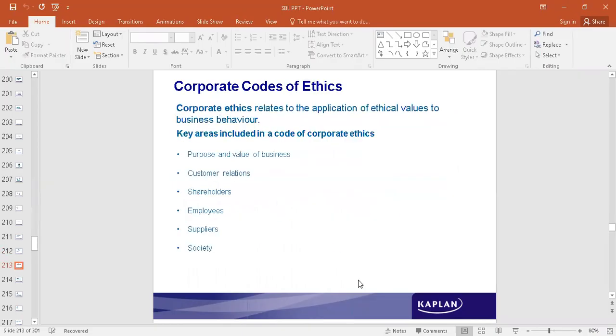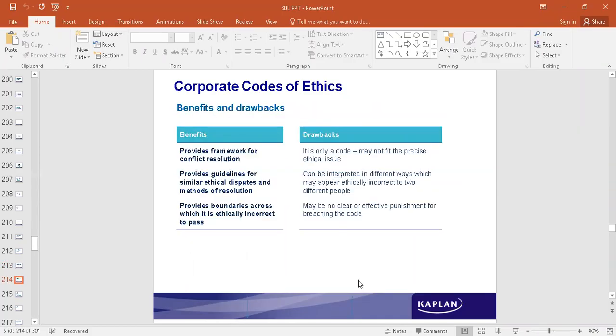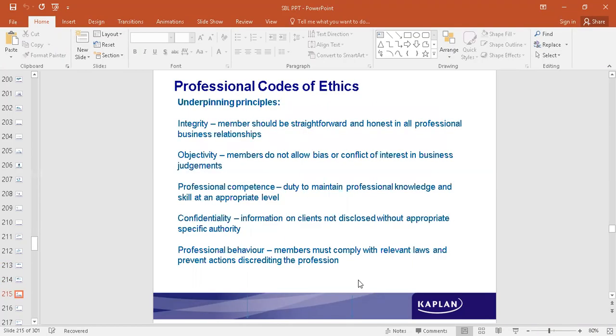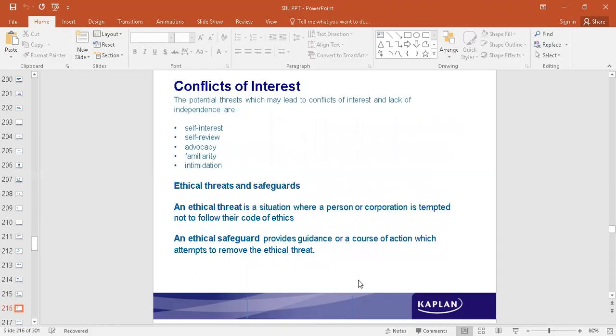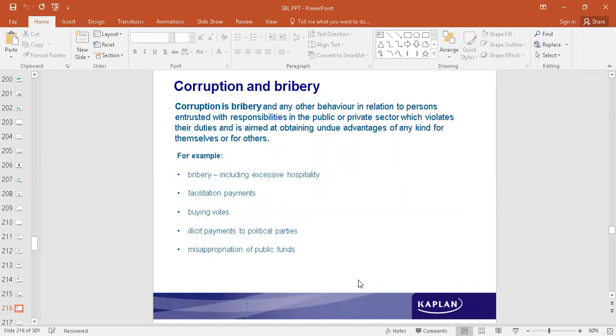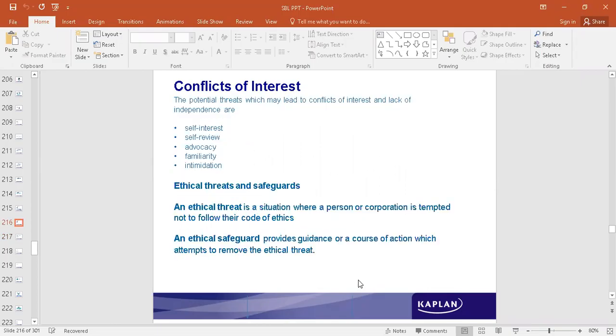Then, what are the corporate codes of ethics? Corporate codes of ethics we've also discussed: business ethics, integrity, objectivity, professional competence, confidentiality, professional behavior. If there is a conflict of interest, it arises because of self-interest, self-review, advocacy, familiarity, intimidation. In case of conflict, the way to resolve it is to escalate it to the superiors, but not to share it with others.